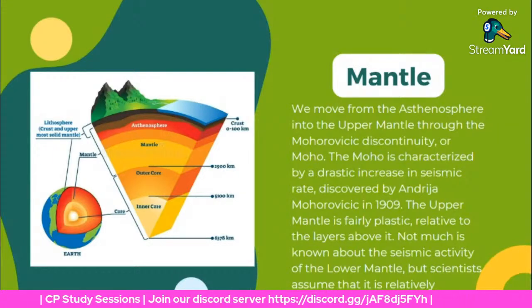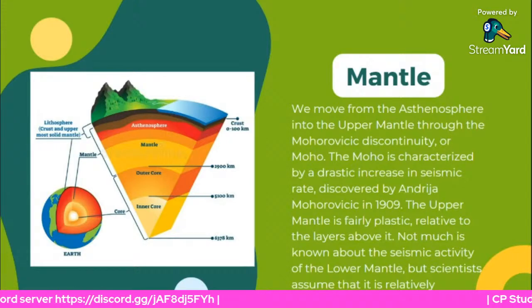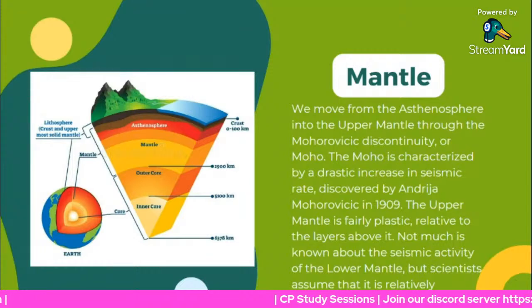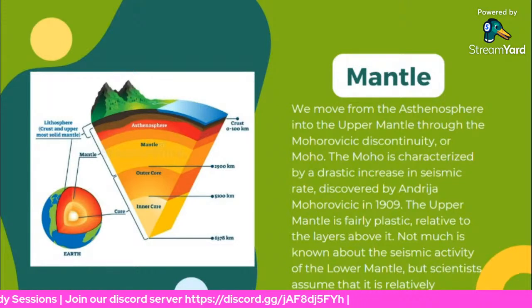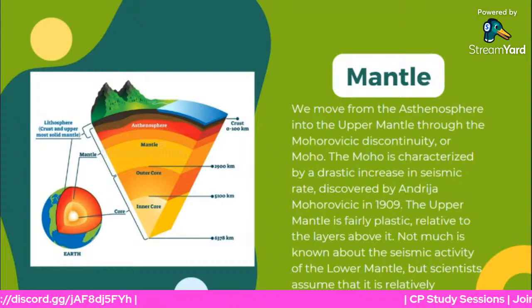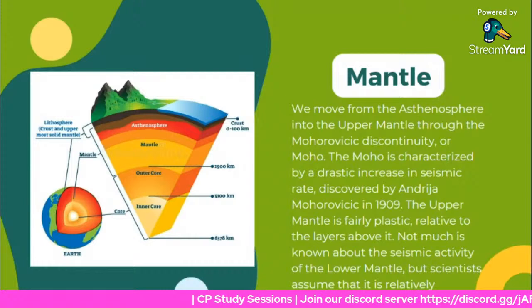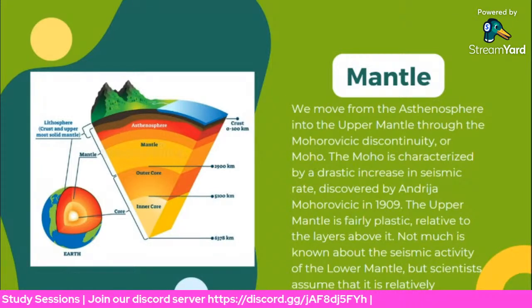Not much is known about the seismic activity of the lower mantle, but scientists assume that it is relatively consistent since the mantle is molten. Flowing freely, it has convection similar to that which occurs when boiling water on the stove. The magma heats as it gets closer to the core and rises closer to the asthenosphere, cooling as it gets closer and falling again to be heated and rising again, continuously cycling.